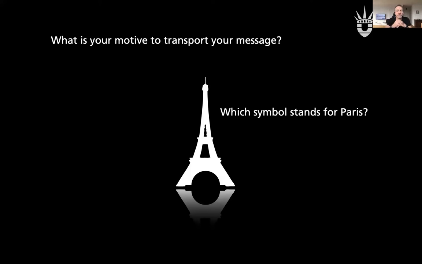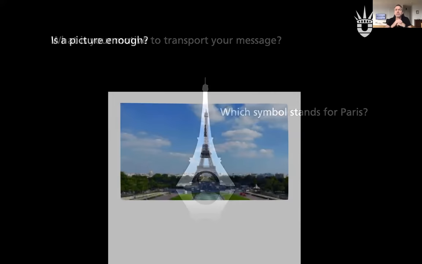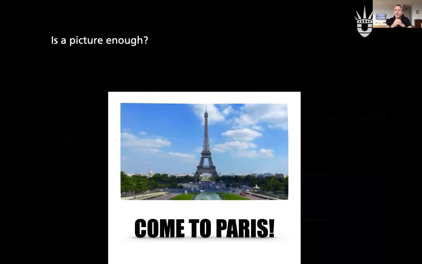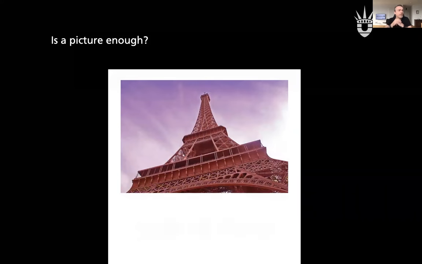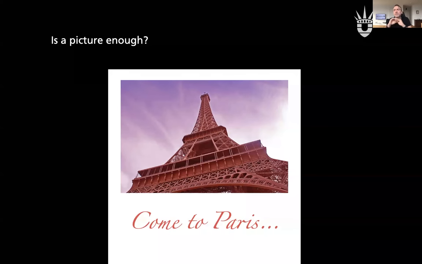And now, how can we get more tourists to Paris? We can show the product and tell them what to do: come to Paris. I don't know if that would work. I don't know, it's not so charming. Maybe we can transport a little bit more feeling in this. And there we are at two different things a picture has to do.